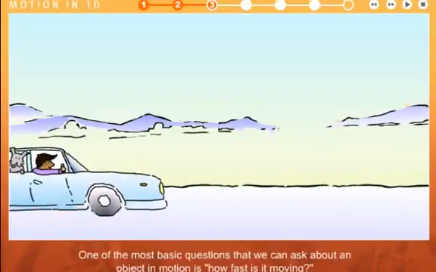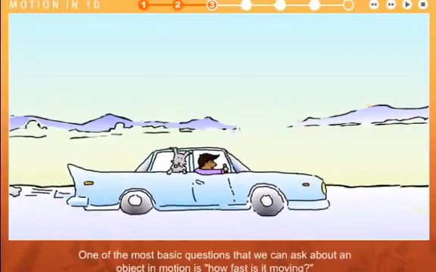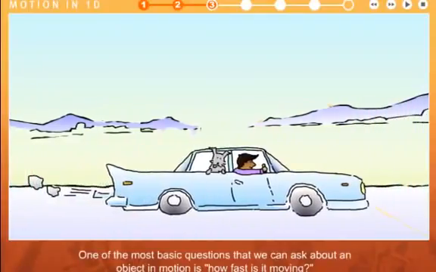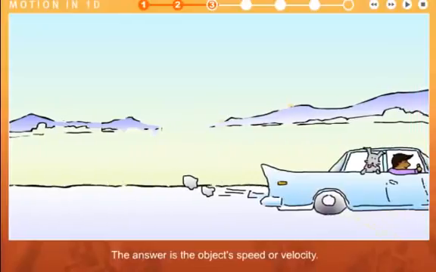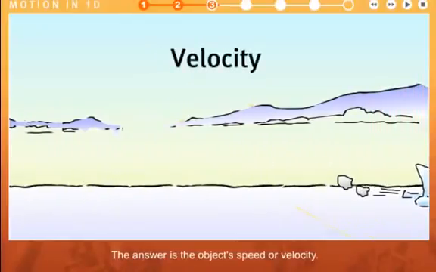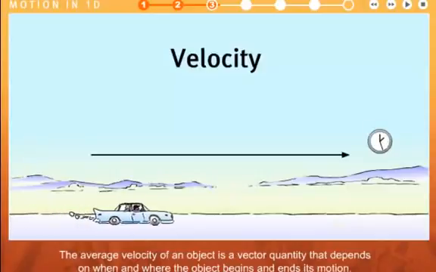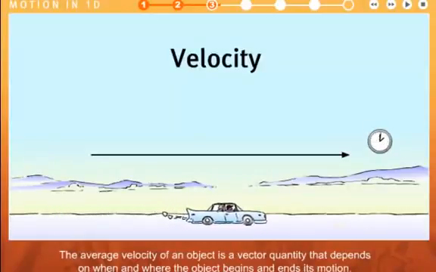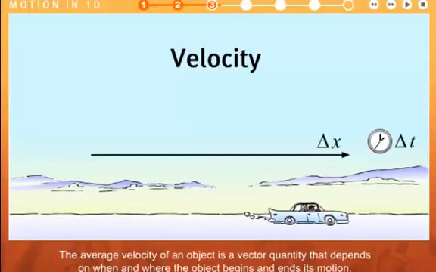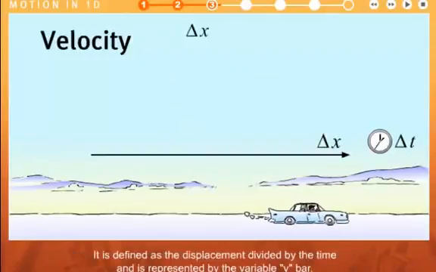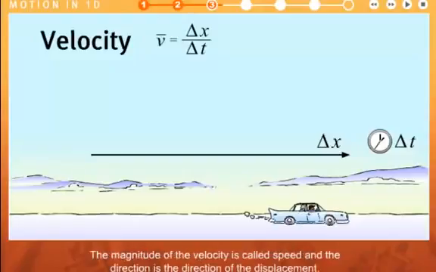One of the most basic questions that we can ask about an object in motion is how fast is it moving? The answer is the object's speed, or velocity. The average velocity of an object is a vector quantity that depends on when and where the object begins and ends its motion. It is defined as the displacement divided by the time and is represented by the variable v bar. The magnitude of the velocity is called speed, and the direction is the direction of the displacement.